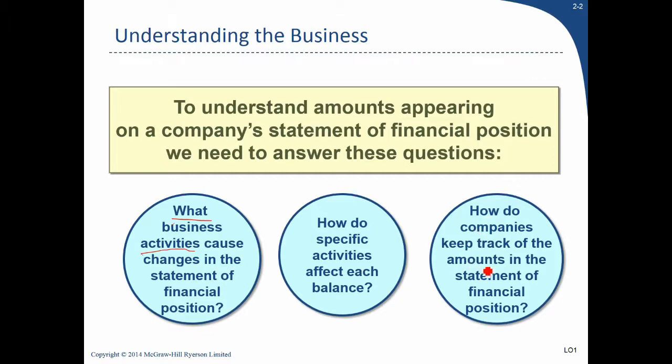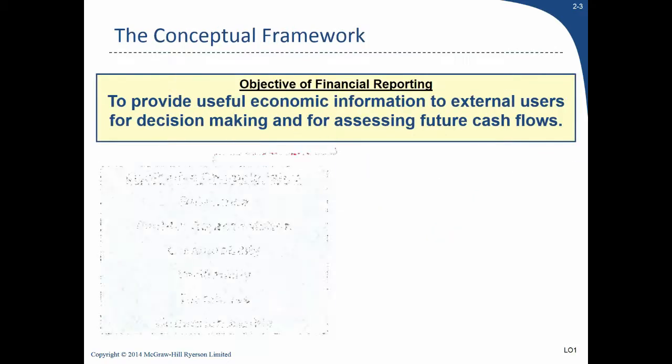And how do companies keep track of the amounts in the statement of financial position? If you're Google, you have 1 million transactions every 10 minutes. How on earth do you keep track of that, okay? That's what we're going to go over.